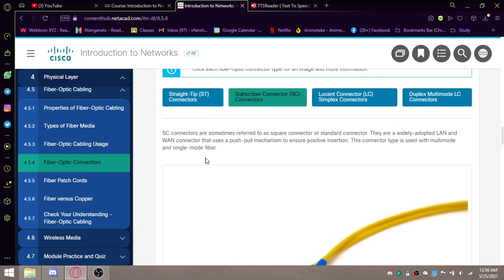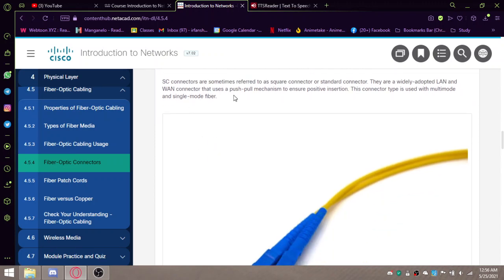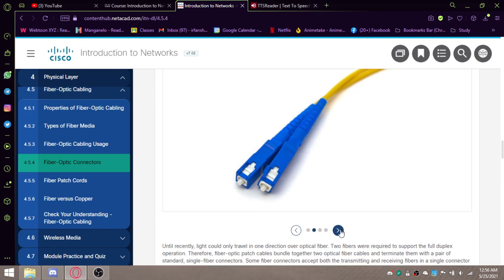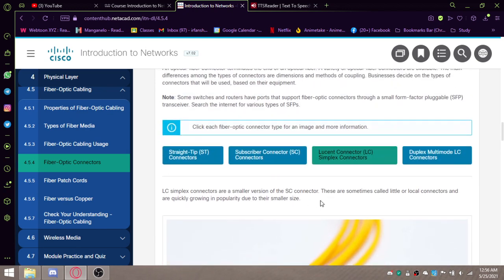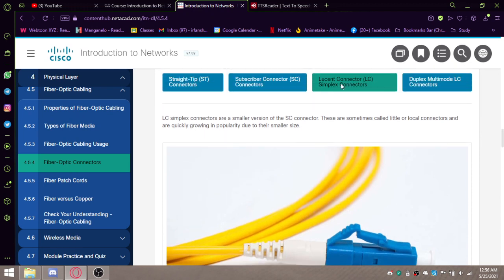Okay, and kita ada SC ataupun subscriber connector. SC connectors are sometimes referred to as square connector or standard connector. They are widely adopted in LAN and WAN connections that use a push-pull mechanism to ensure positive insertion. This connector type is used with multi-mode and single-mode fiber. Jarang nampak tu ni.